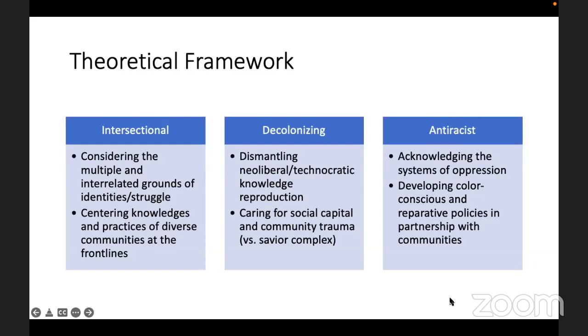Intersectionality, which is interrelated and also overlapping social identities of people, is important, because a struggle of, say, a Hispanic woman may look different from that of an Asian man. So we need to understand how these social positions are putting some groups of people in more disadvantage than others.